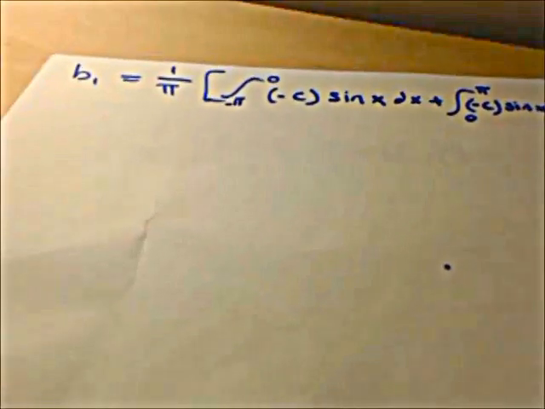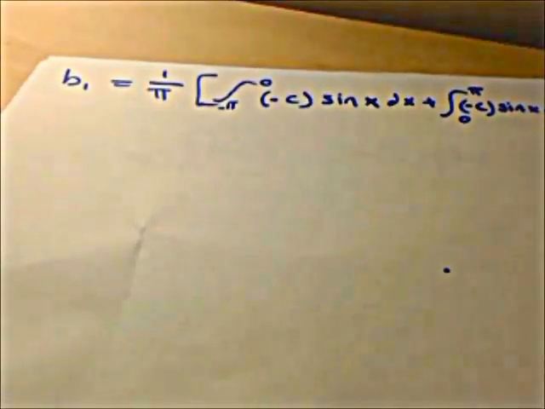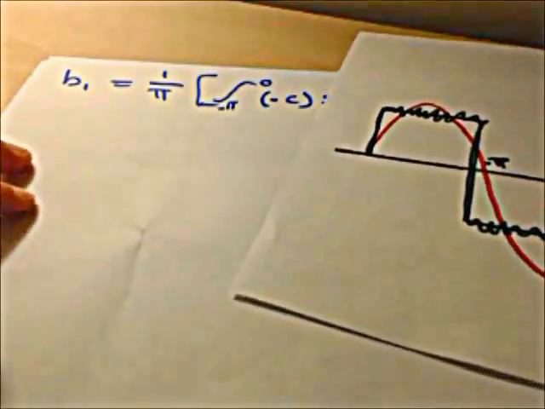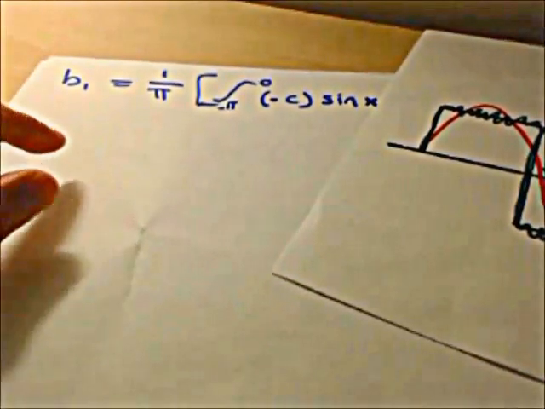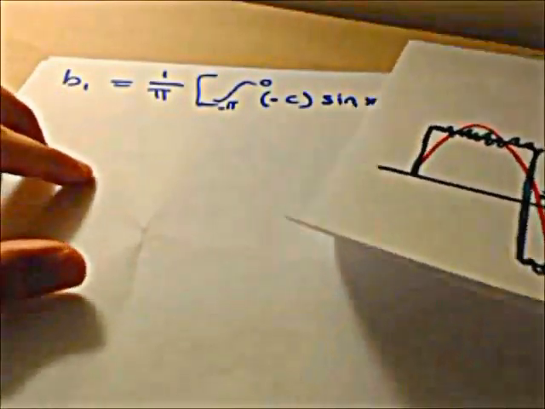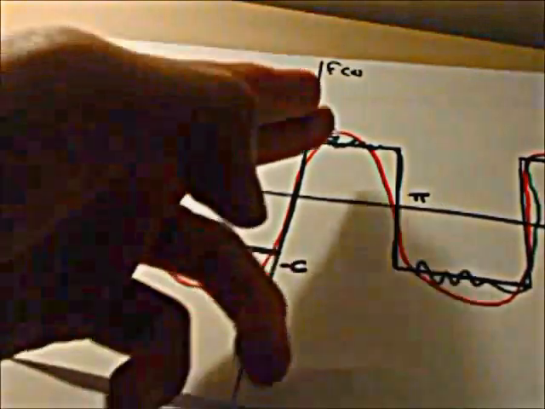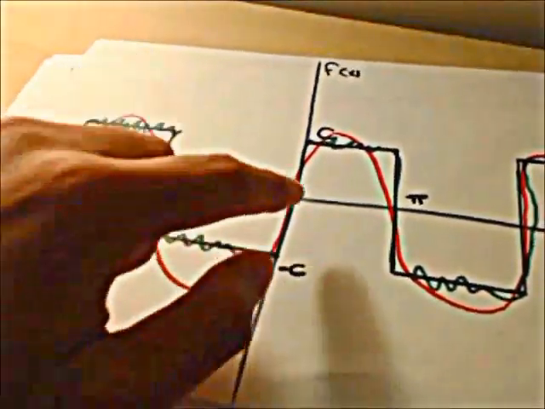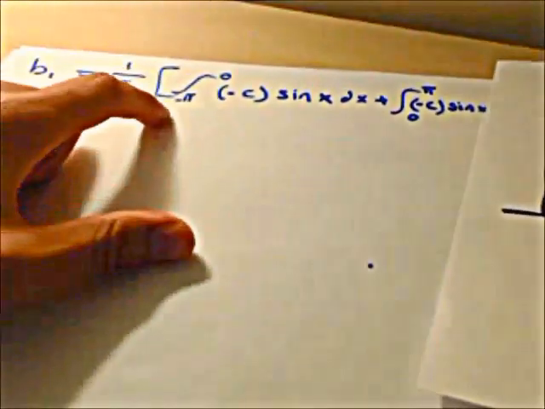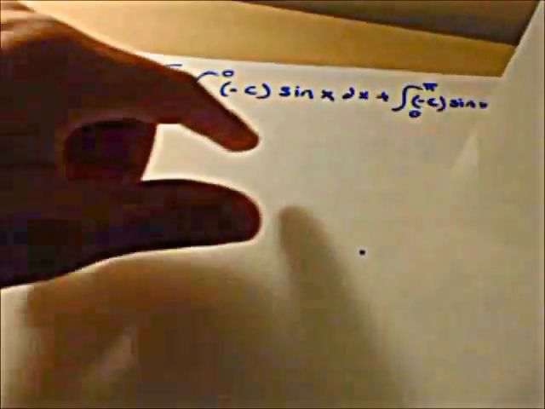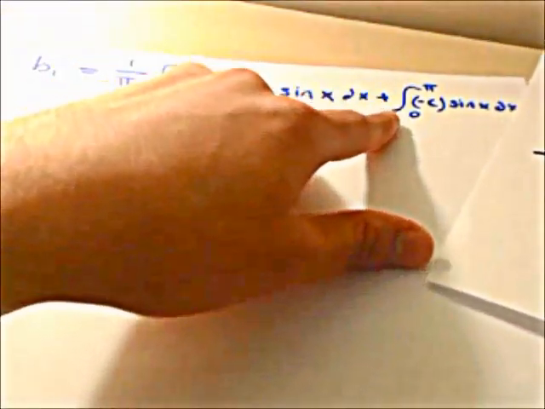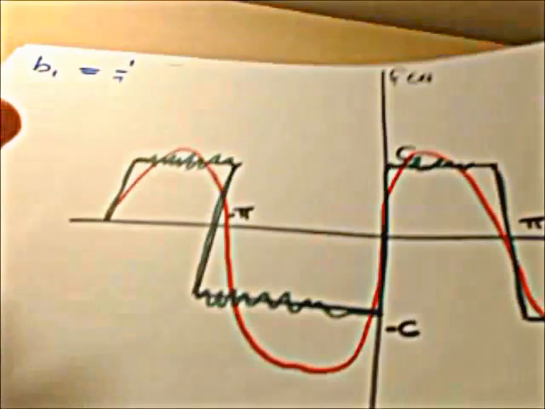Again, here we substitute into the original formula with what we've got here in the graph. So the period is 2 pi, and half the period is pi, so it's 1 over pi for b1. And again, we integrate by breaking it up into two, from here to here, and then from here to here. So we integrate from minus pi to 0, of minus c, which is the constant, times sine x dx, because that's b1, that's the original formula, right? Plus from 0 to pi, the second bit.